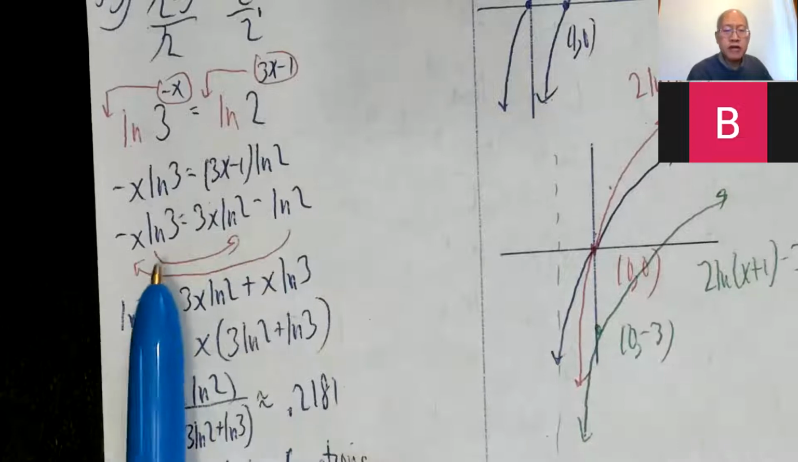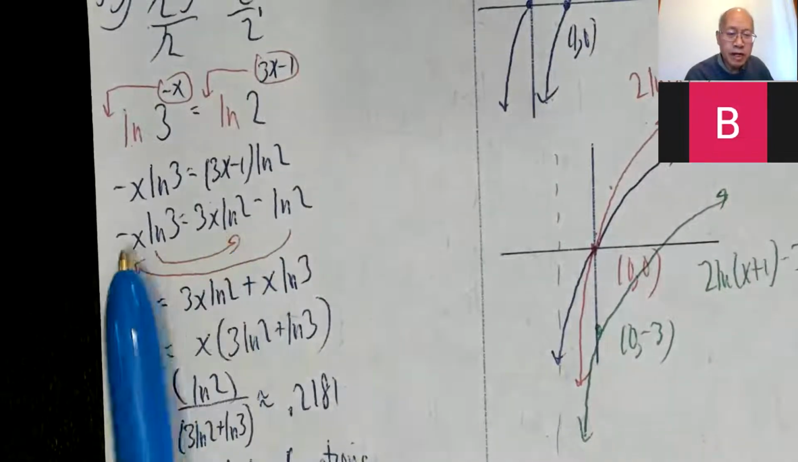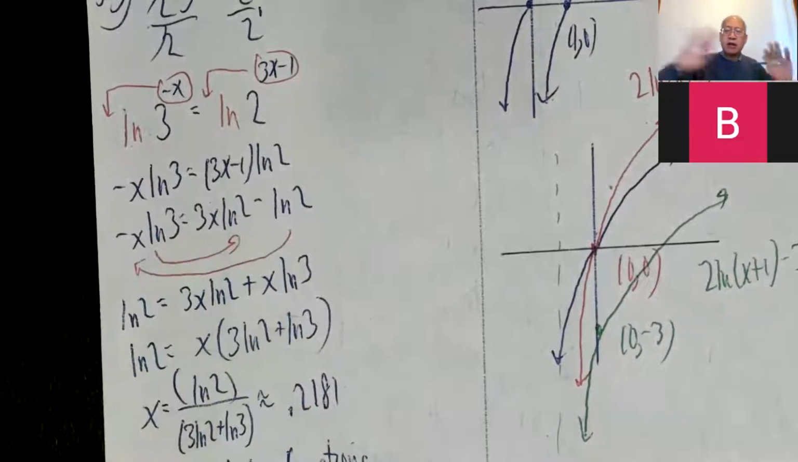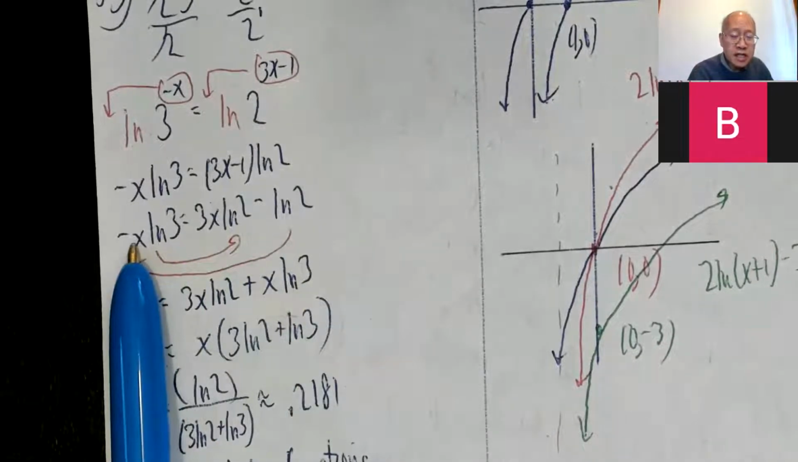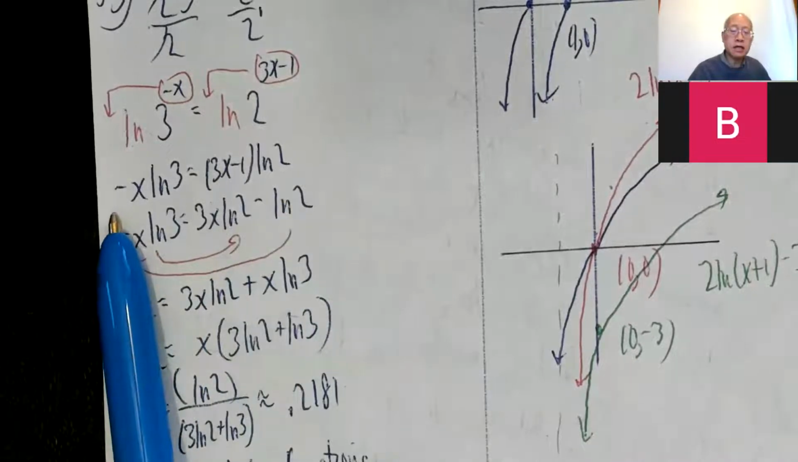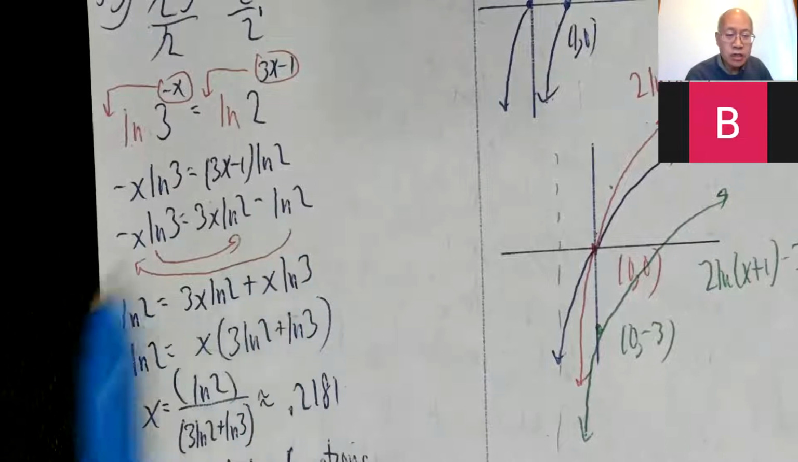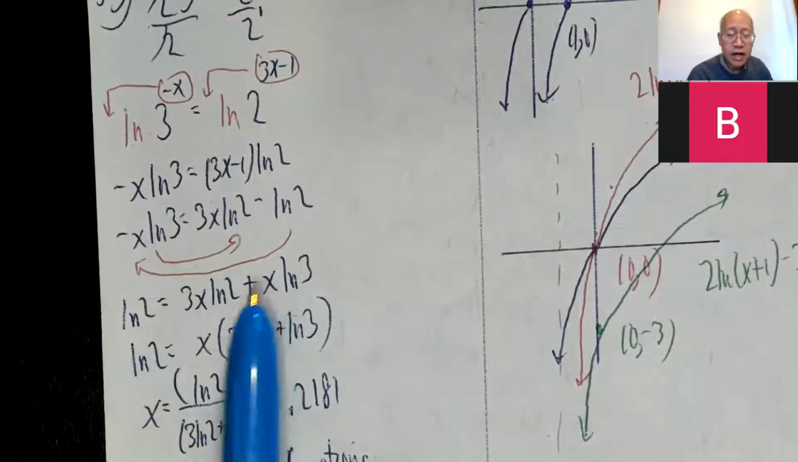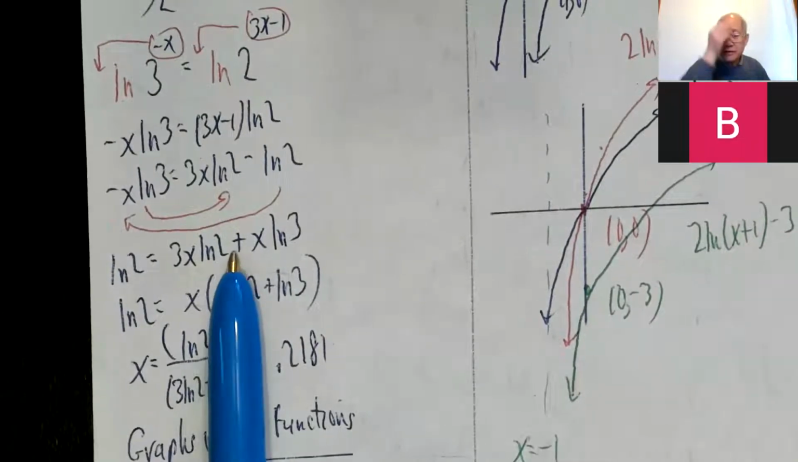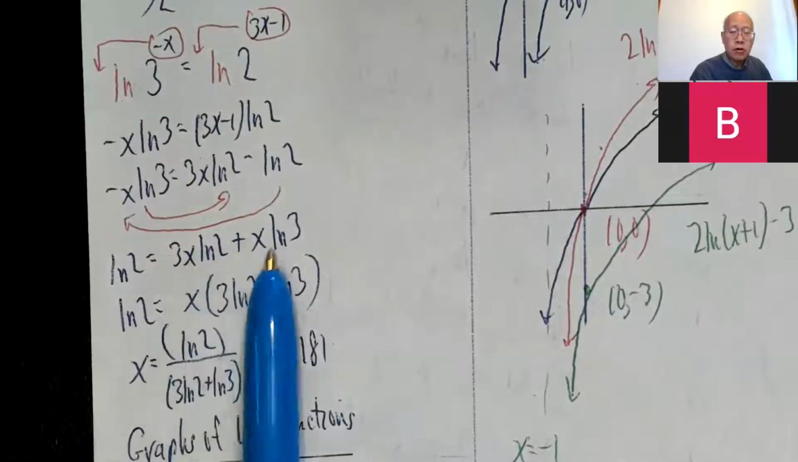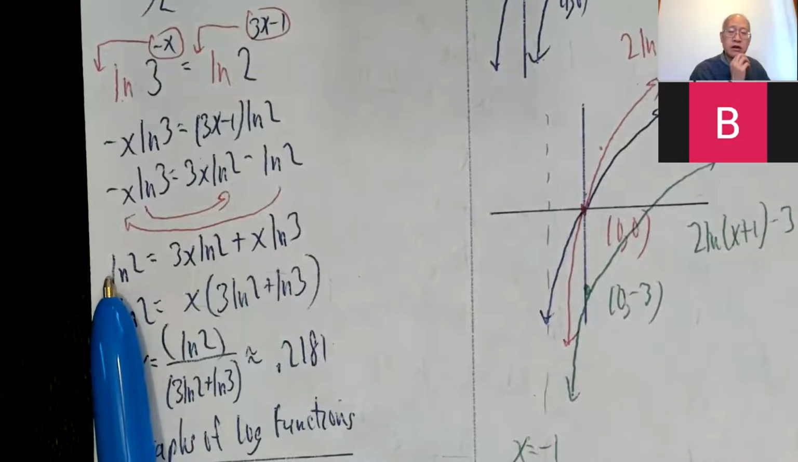Okay, I want to have as few negatives as possible. I can subtract this over. If I subtract this over, I have a negative, negative, negative. I don't like all those negatives. So I'm going to move this guy over here, and move this over here, and now they're all positive, right? If I add ln 2, positive. If I add x ln 3, all positive. I like all positive better than all negative, right? So the trick is all the x's on one side, everything that doesn't have an x on the other side.